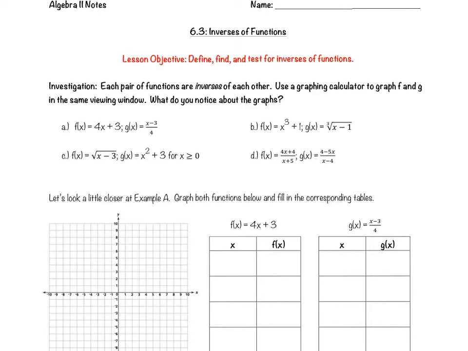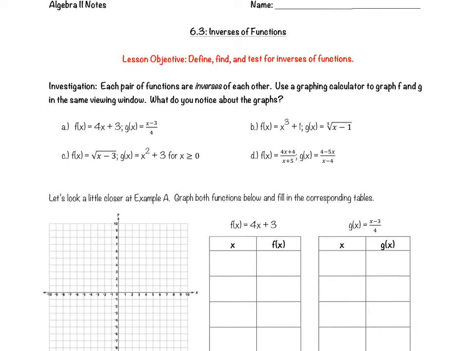We're going to start off with the first function a, where f of x equals 4x plus 3, and g of x equals (x minus 3) over 4. We're going to graph them on this graph right here, and then look at them and see exactly what they look like.